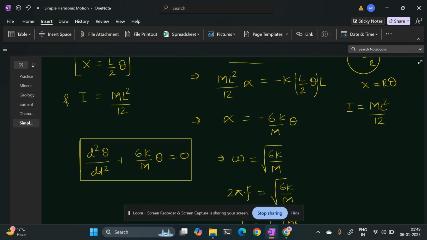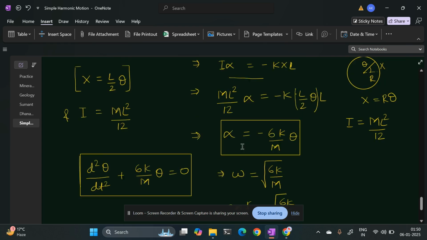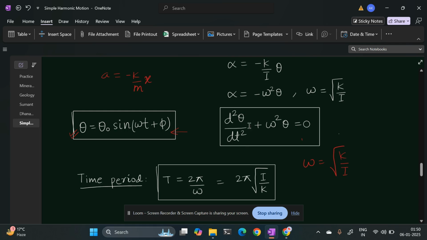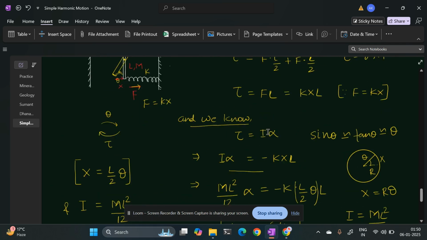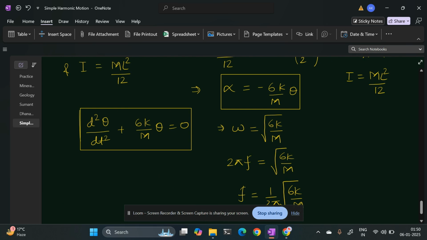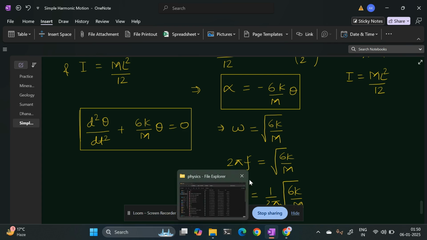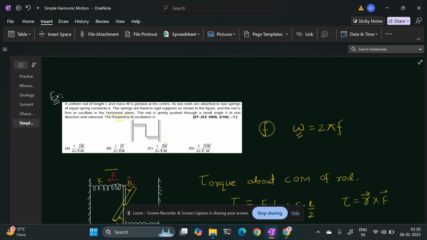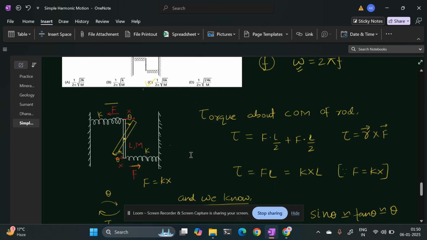After putting this value, we get angular acceleration alpha equals minus 6 k by m into theta. From this equation we see that alpha equals minus omega square theta. So we can say our angular frequency is root under 6 k by m, and once we equate it to 2 pi f, we get our frequency of oscillation, that is 1 by 2 pi root under 6 k by m. So option C is our correct answer. Thank you.